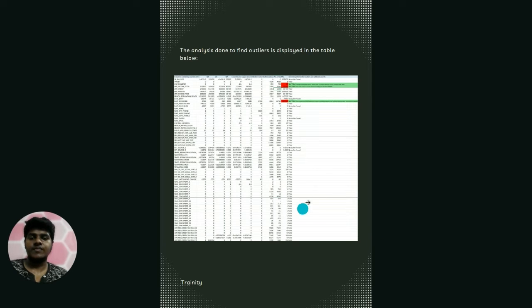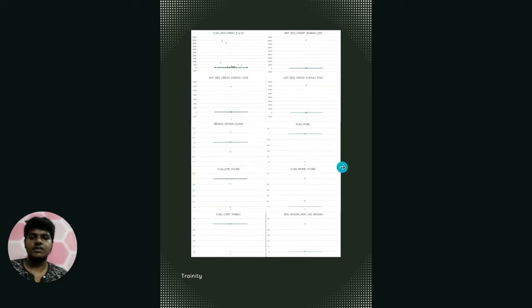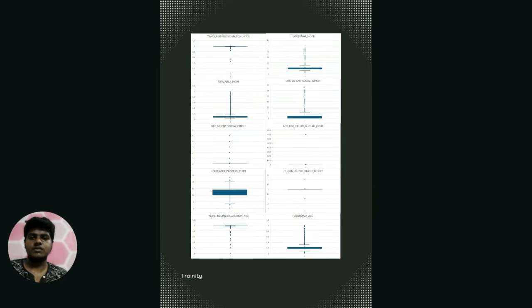And this is the analysis report, and these are the charts which have been performed for each column, that is amount credit, amount annuity, amount goods price, region population rating, etc. You can see here also.